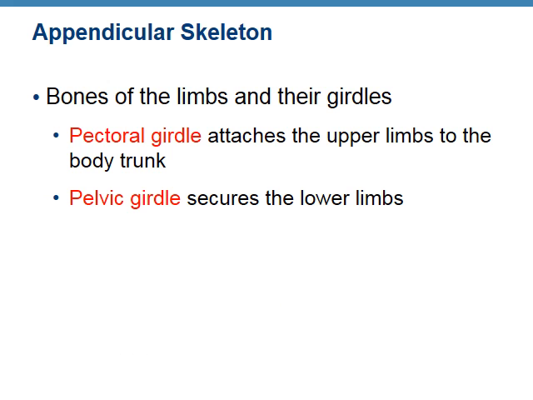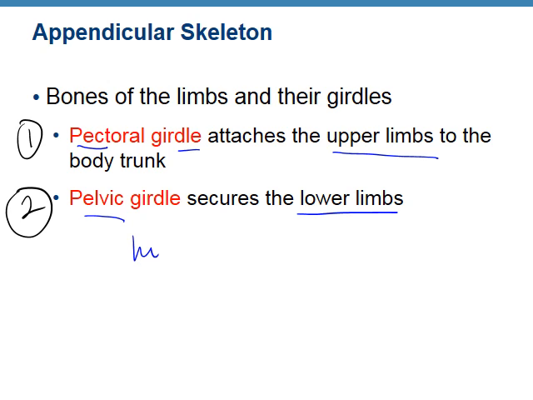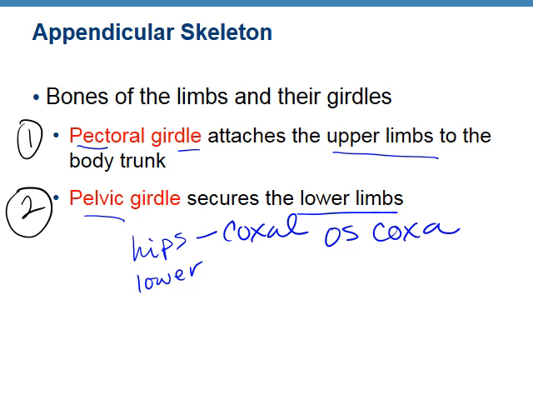So now we're going to talk about the appendicular skeleton, and we can break the appendicular skeleton up into two separate sections, the pectoral and the pelvic girdle. So the pectoral girdle, we usually think of our pecs, our chest muscles, so we can think of upper limbs. The pelvic girdle is going to be the lower limbs, so this is going to be our hips and lower legs, and we're going to talk about the hips. Sometimes they're called coxal bones that make up our hips, or sometimes you'll see os coxa.